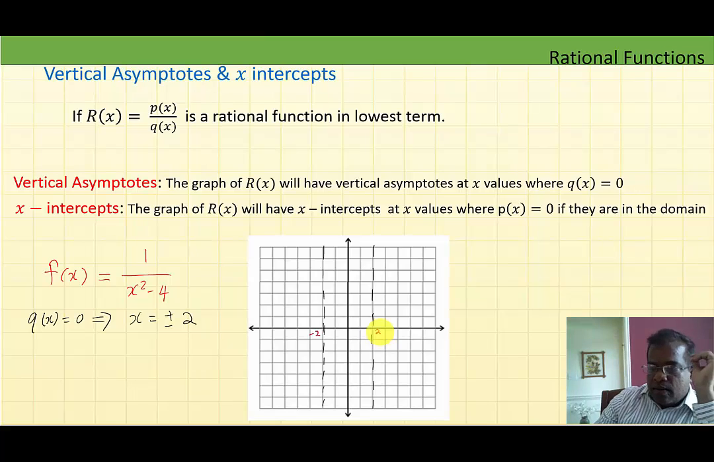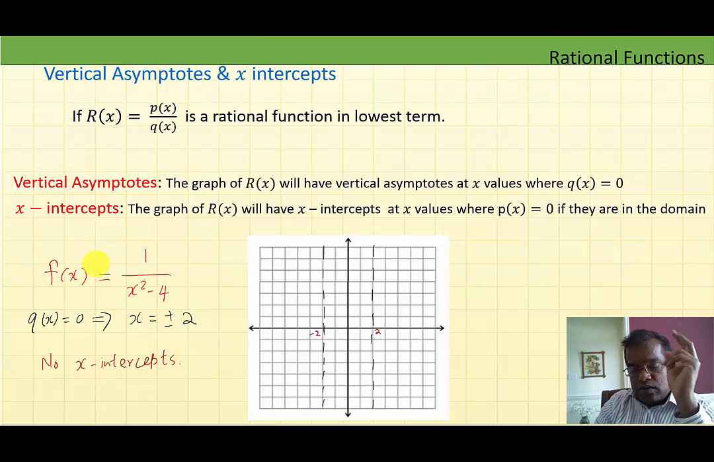And also, what about x-intercepts? The numerator is not going to be 0 at all, therefore no x-intercepts. So this graph will have two vertical asymptotes, one at -2 and the other one at 2, and there will be no x-intercepts. Now, what about this function?